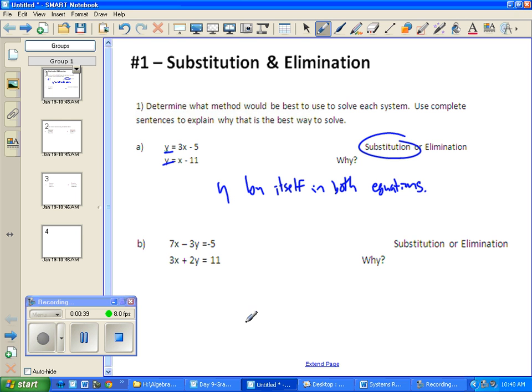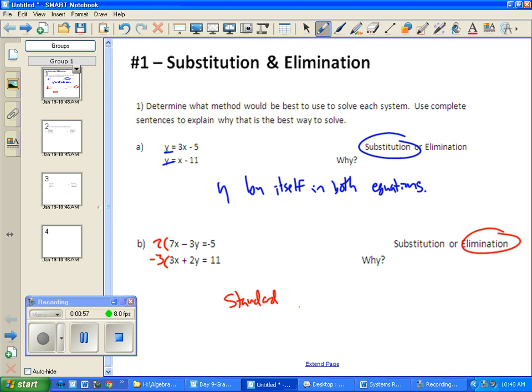Part B, 7x minus 3y equals negative 5, 3x plus 2y equals 11. Kind of gross. Don't really feel like getting a variable by itself. I think elimination's the way to go. You're going to have to mess with both equations, but that's probably your best bet. So elimination for part B.